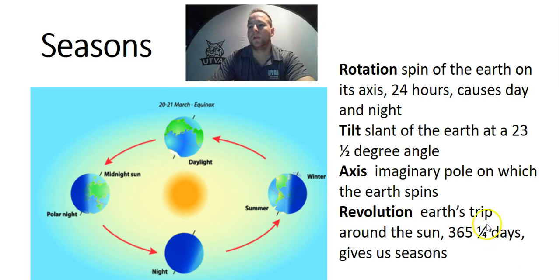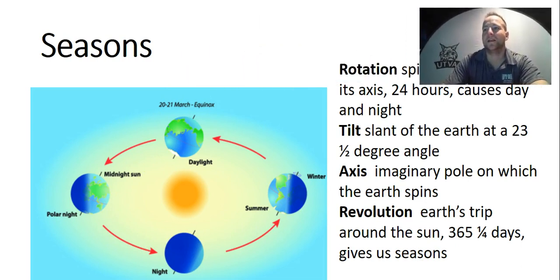Okay, so here's a question. We've got 365 and 1/4 days, and that's why we have a leap year. If you need to look up what leap year is, in February we have one more day every 4 years to compensate for that extra quarter day.